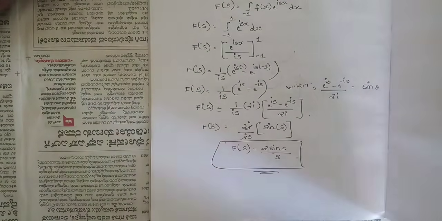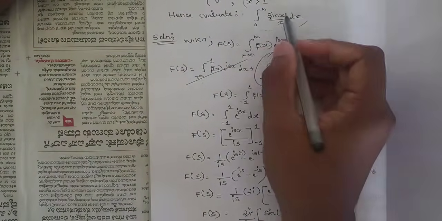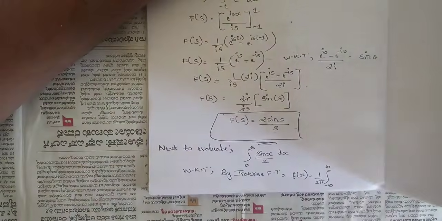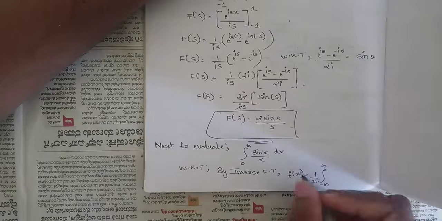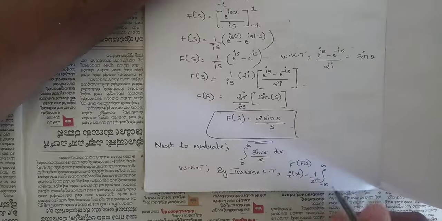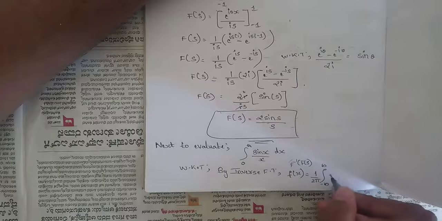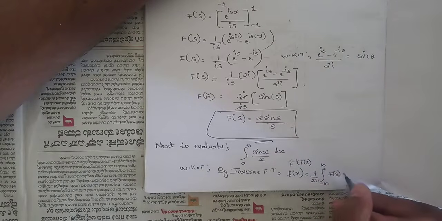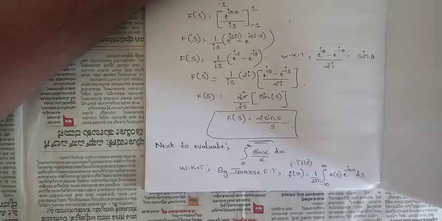Now from this we need to evaluate the other question, that is the integral from 0 to infinity of sin x by x dx. We need to find its value. For that, we know that by the inverse Fourier transform, the value of f(x), which is equal to F inverse of F(s), is equal to the integral from minus infinity to infinity of 1 by 2 pi into F(s) into e^(minus isx) ds. Now we'll solve it.